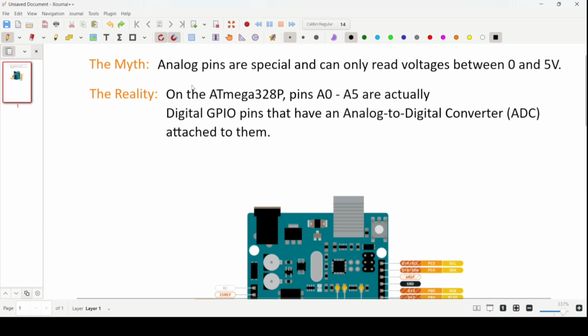Now the common myth about the analog pins is that most beginners think that analog pins are only reserved for the sensors that can read the voltages between 0 and 5 volt. But the actual reality is that on the Atmega 328P microcontroller, which this Arduino Uno is using, all the analog pins A0 to A5 are actually digital GPIOs that have an analog to digital converter attached to them, right? So this ADC is what makes them special. And because of this ADC, we can use the analog pins as digital pins.